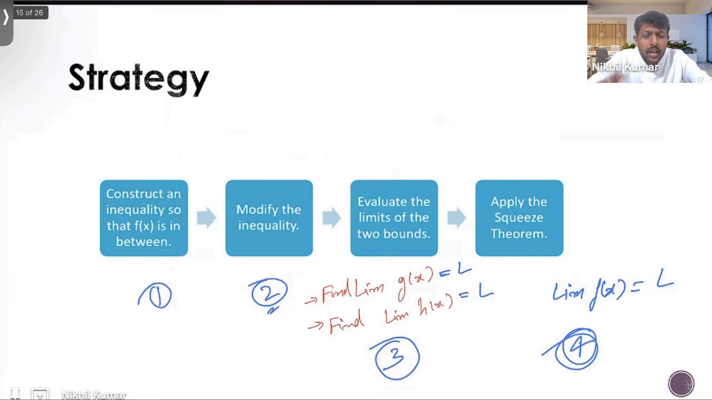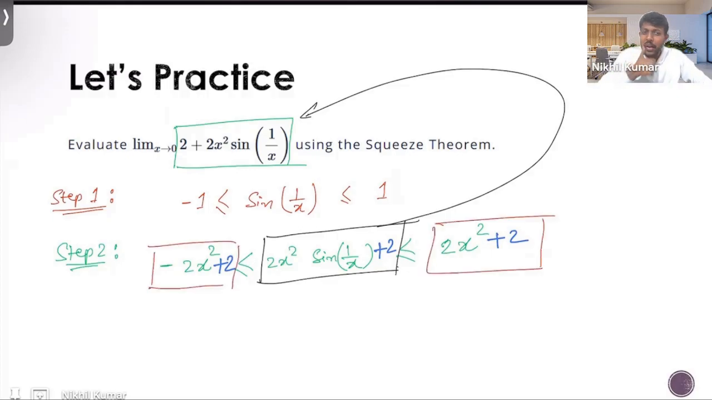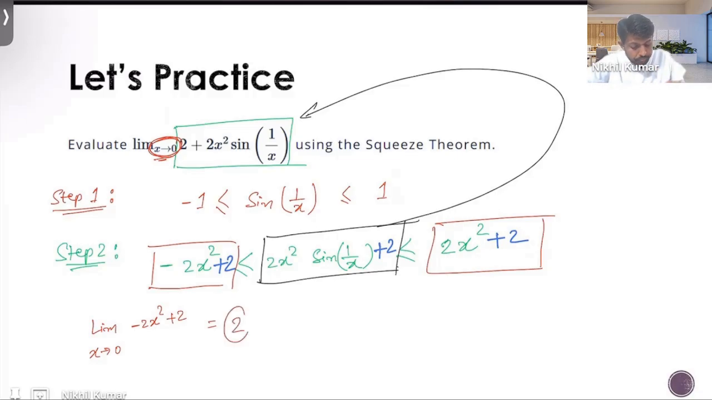What was the third step? The third step was that we evaluate the limits of the two bounds. What are the two bounds? It's this one and this one. Can you evaluate the limits of these two? Limits x tending 0. Whatever is in the question, we have to focus on that value of x. So limit minus 2x squared plus 2 when x is tending to 0 is what? Just use direct substitution. 2 into 0 square plus 2, which will give you this number.